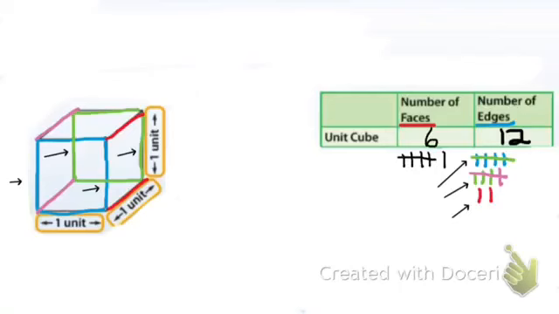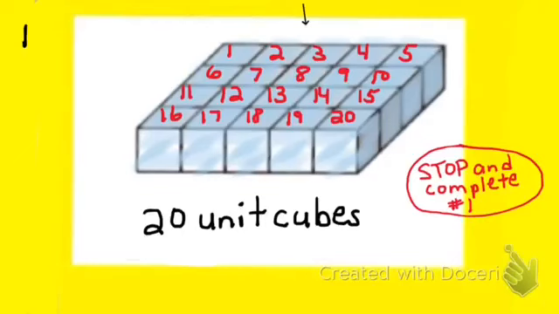So let's review. Edges are the lines where two faces meet. There are 12 edges on a cube. Faces are the flat sides of a cube. There are 6 faces on a cube: the front face, the back face, the left face, the right face, the top face, and the bottom face.